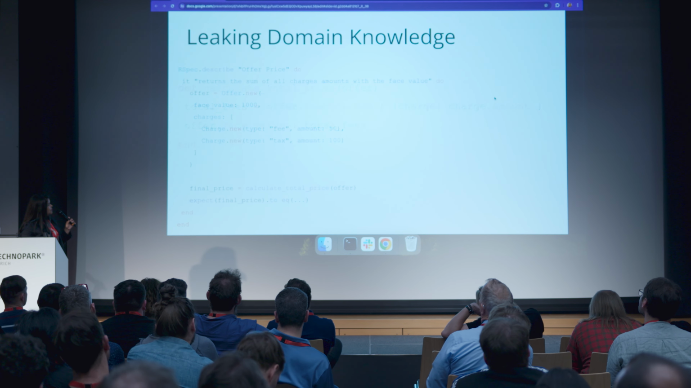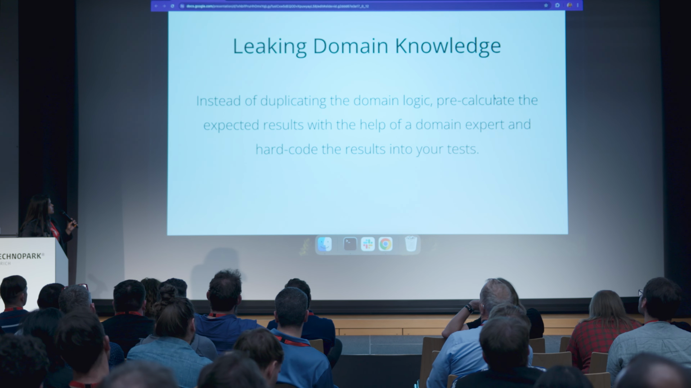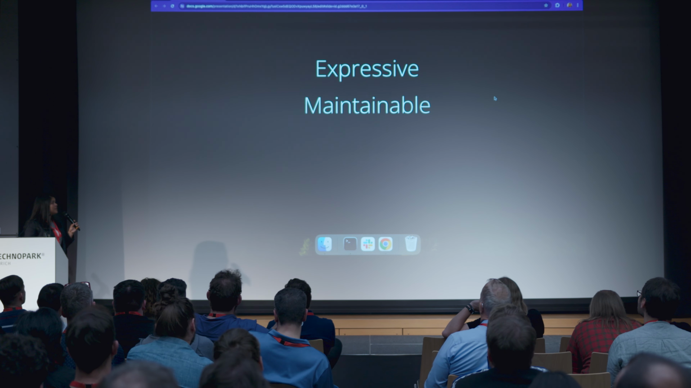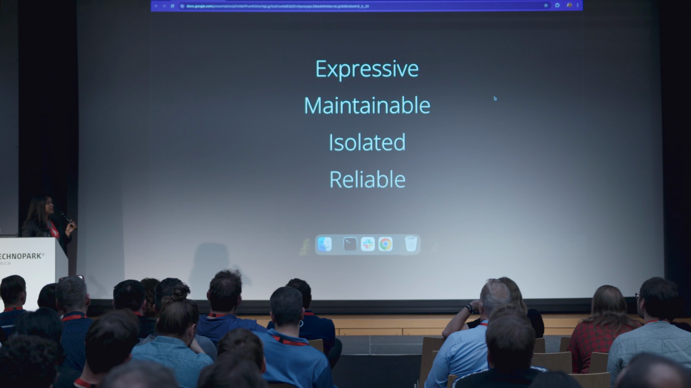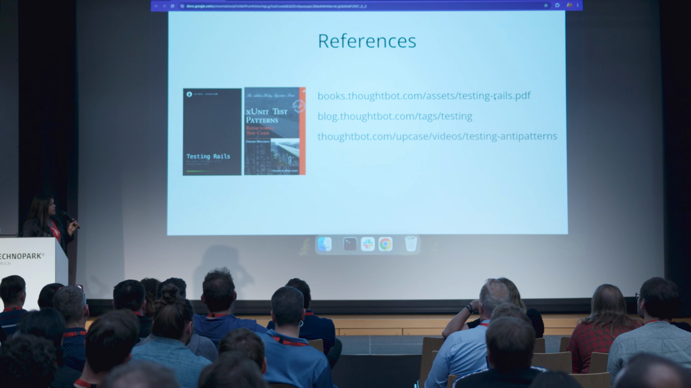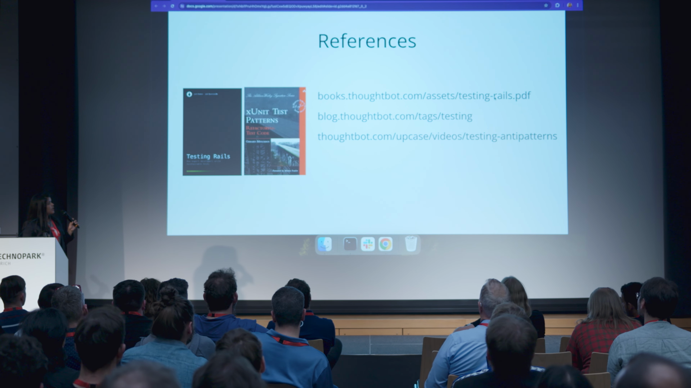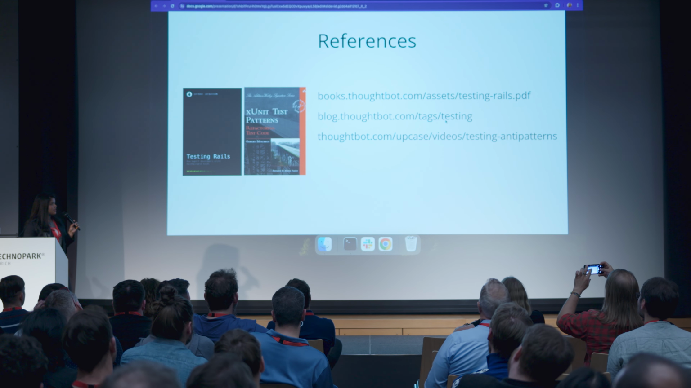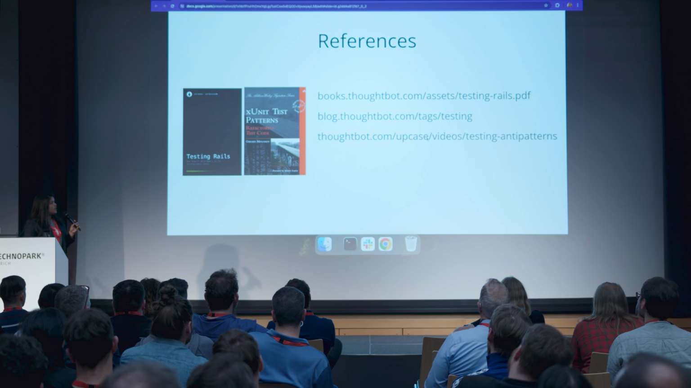Okay, I'm over time, so I'll just jump into the takeaways. We want our test suite to be expressive, maintainable, isolated, and reliable. So avoiding testing anti-patterns is very, very essential. A few references for you. I used here the Testing Rails book, and there is the Thoughtbot blog, which has a whole section about testing, and the Upcase material as well about testing anti-patterns.